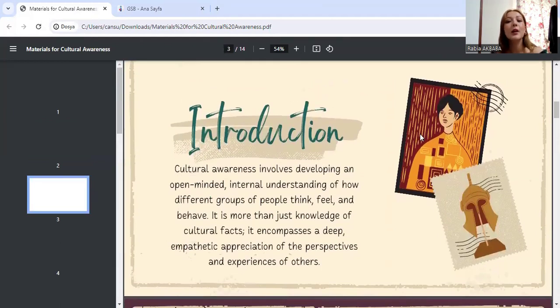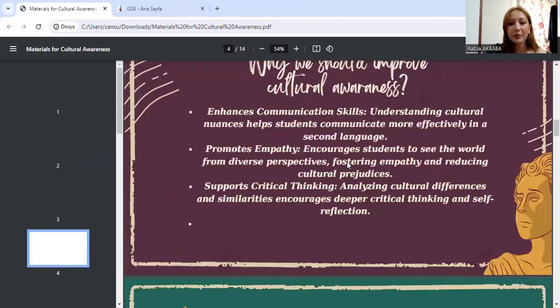So, let's start with the introduction of cultural awareness. Cultural awareness involves developing an open-minded, internal understanding of how different groups of people think, feel, and behave. It's more than just knowledge of cultural facts. It encompasses a deep, empathetic appreciation of the perspectives and experiences of other people. So it's important to improve the cultural awareness and empathy of students to create a better and more peaceful classroom environment.